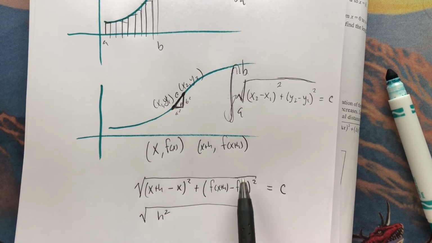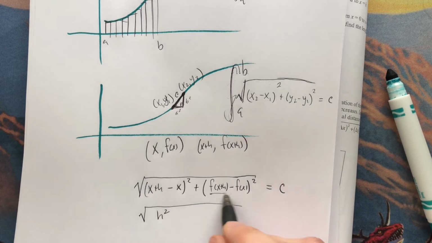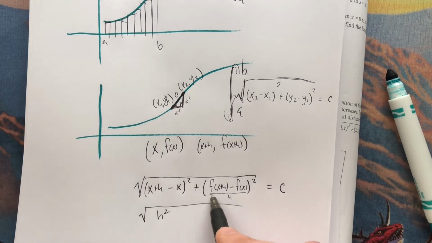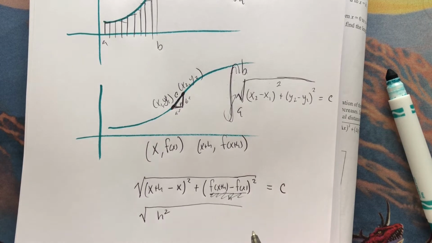This is really close to being something nice. If you remember, the definition of the derivative says f of x plus h minus f of x all over h. So if only this had said over h like that, that'd be nice, but it doesn't. So what we're gonna do is use a little trick here.